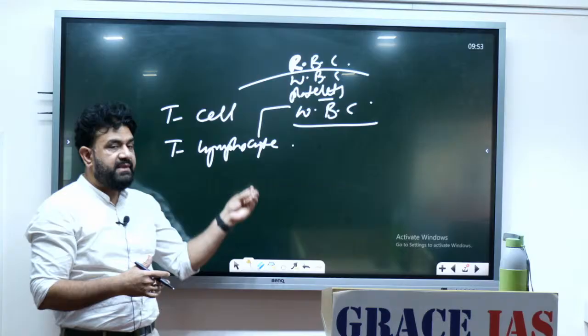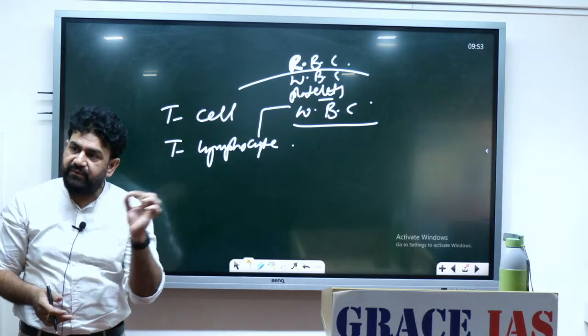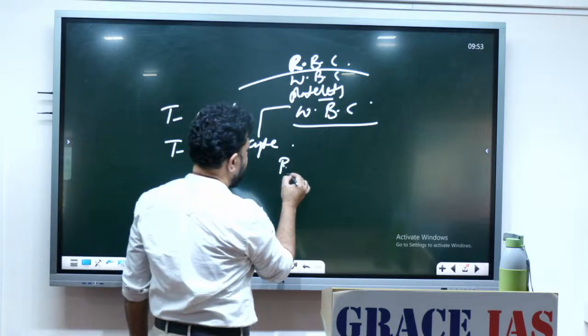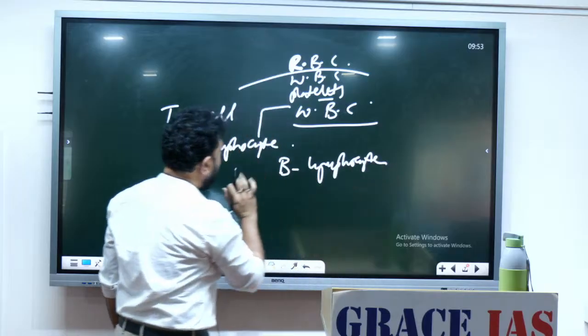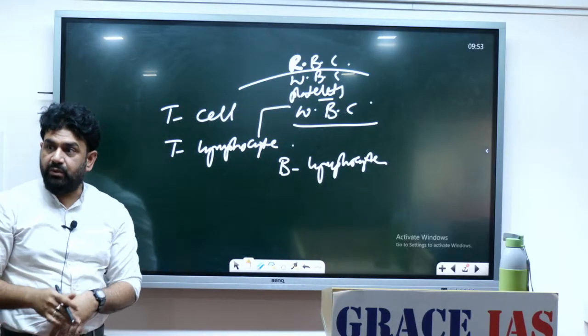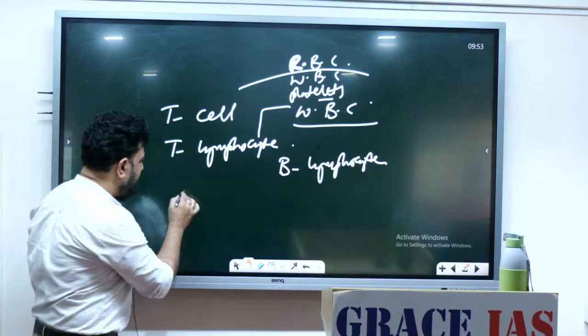Those lymphocytes which mature within bone marrow are called B lymphocytes, bone marrow maturing lymphocytes. But some lymphocytes mature outside bone marrow. Where do they mature? They mature in the thymus gland.